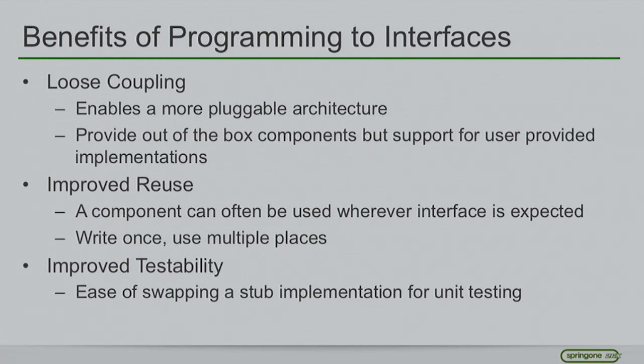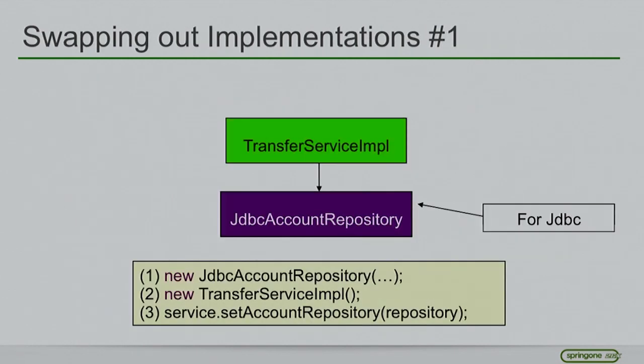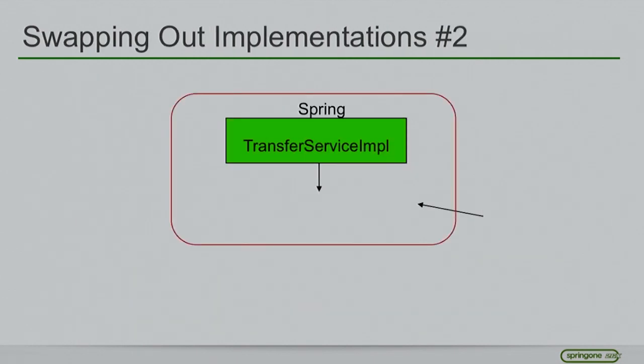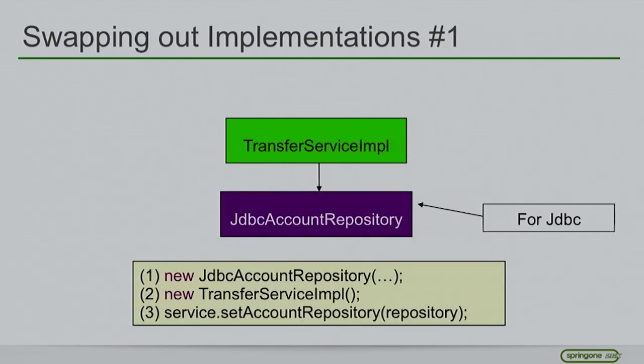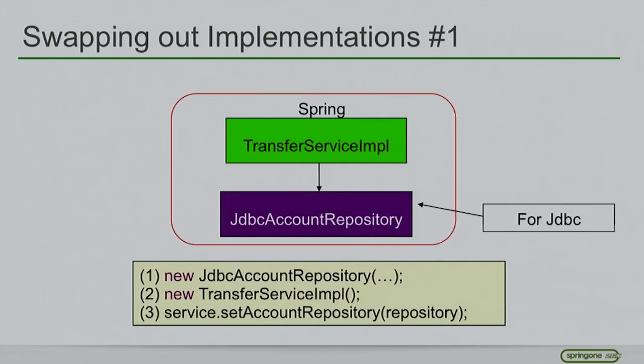All right, so here are the benefits of programming to interfaces in a nutshell. Loose coupling, so a more pluggable architecture, with out-of-the-box components. The idea here is that Spring has a lot of out-of-the-box components, but you can plug in your own implementation, and I'll show you a quick example of that a little bit later. Improved reuse, again, write once, use in multiple places potentially if you write it correctly, and improved testability, which is a huge gain, really.